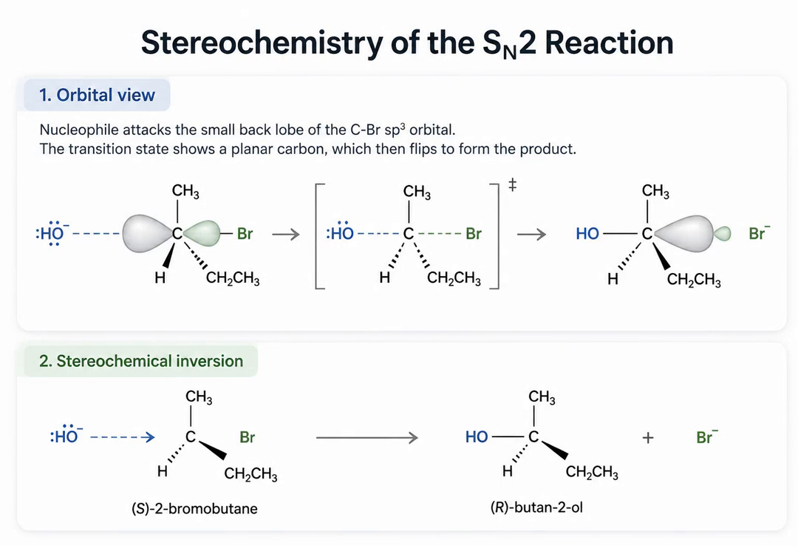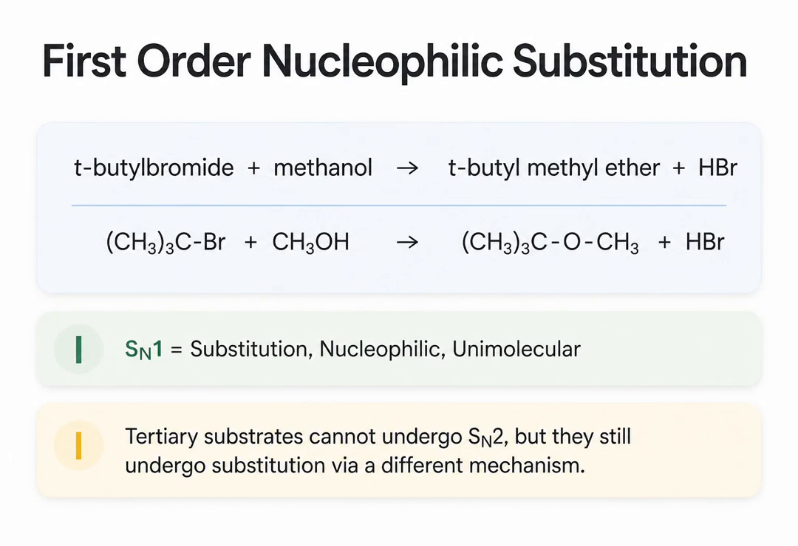Because the leaving group physically blocks the front, the nucleophile has no choice but to attack the small back lobe of the carbon's sp3 orbital. This mandatory backside attack has profound stereochemical consequences. As the nucleophile pushes in and the leaving group departs, the other 3 bonds to the carbon are forced to flip inside out, much like an umbrella caught in a strong wind. This results in a complete inversion of stereochemistry. If you start with an S-chiral center, an SN2 reaction will stereospecifically yield the R product. So we've established that tertiary alkyl halides, like tert-butyl bromide, are completely inert to SN2 reactions due to steric hindrance.